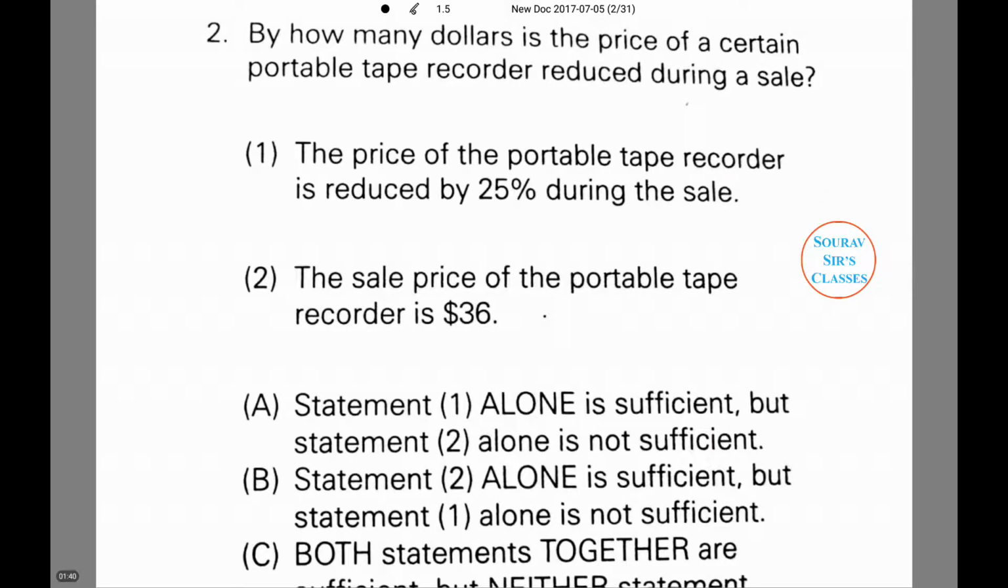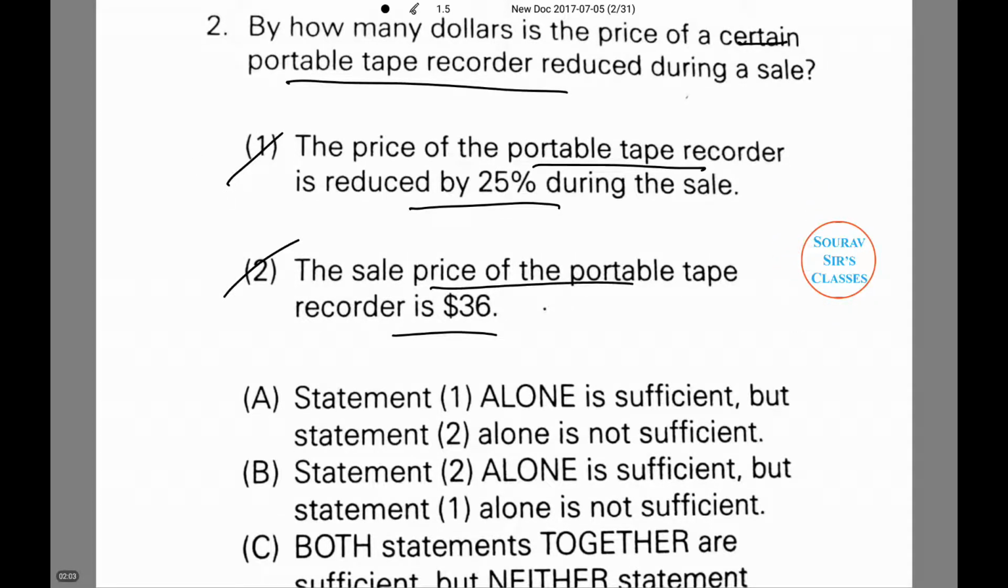Now the next question asks us, how many dollars is the price of a certain portable tape recorder reduced during a sale? We are given two statements, 1 and 2. Let's see what they say. The price of the portable tape recorder is reduced by 25% during the sale. The sale price of the portable tape recorder is $36.